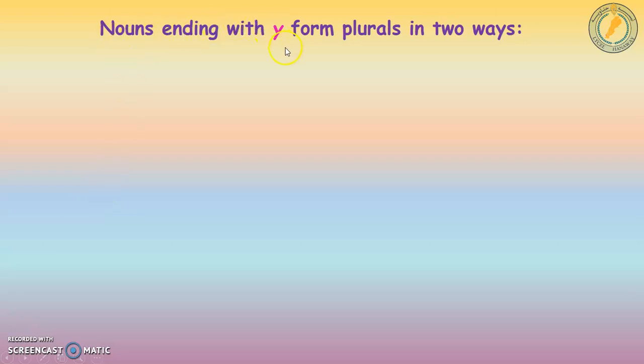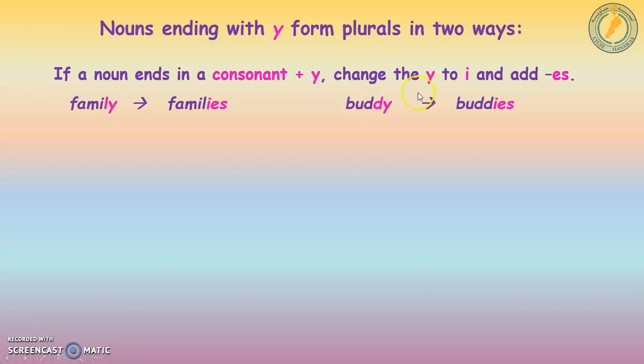Nouns ending with Y form plurals in two ways. This we talked about in the previous session. We said that if a noun ends with a consonant plus Y, we change the Y into I, then we add ES. For example, family. Family ends with Y, preceded by a consonant, so we have to cross out the Y, then add IES. Body. Body ends with Y, preceded by a consonant, so we have to cross out the Y, then add IES.